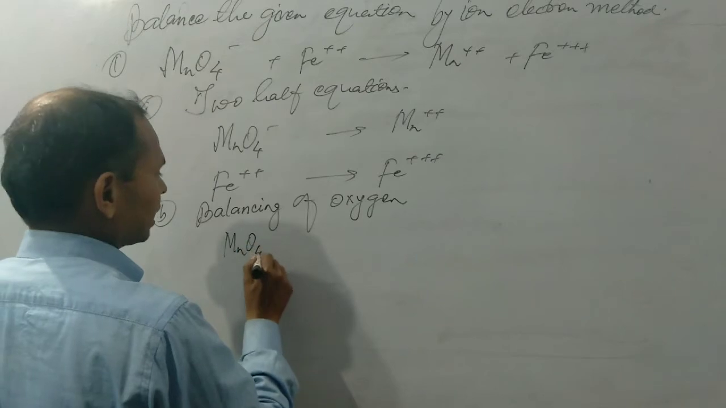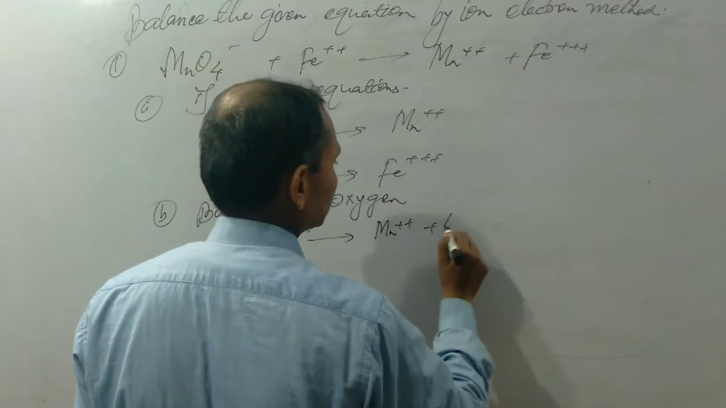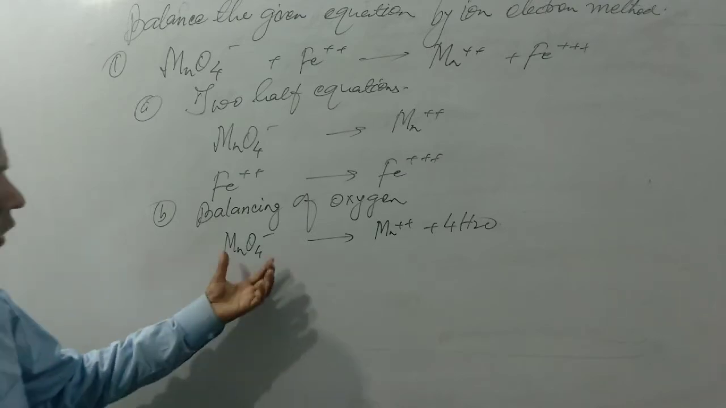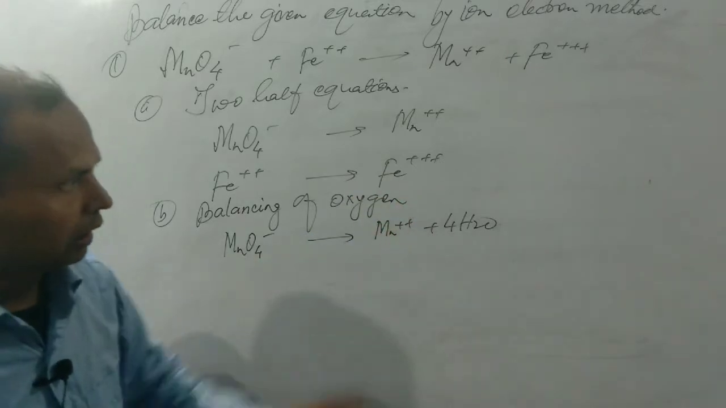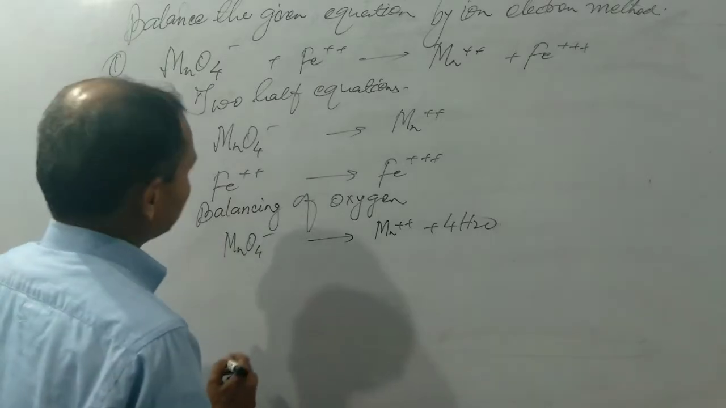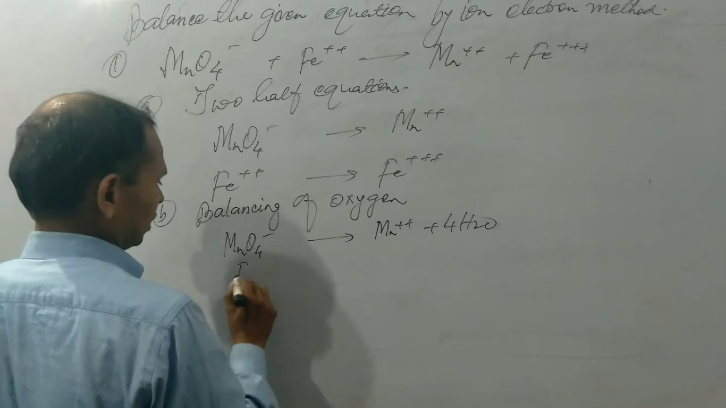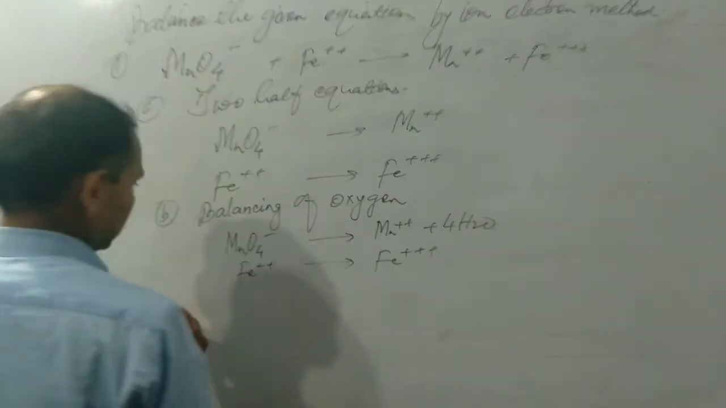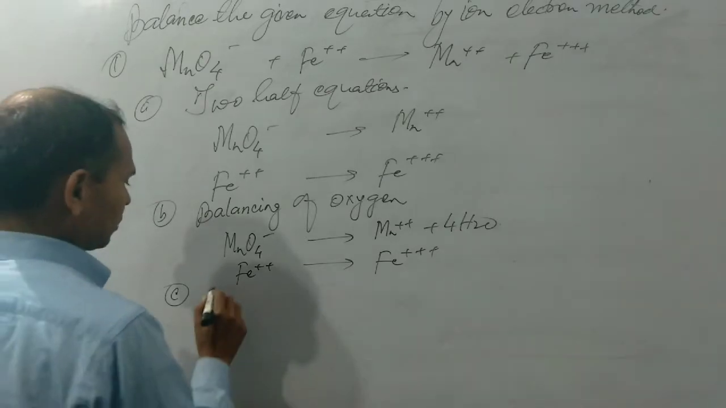So we can write MnO4 minus gives Mn plus 2 plus 4H2O. Four atoms of oxygen are present in the reactant, so we have to add four molecules of water. By adding four molecules of water, oxygen will be four. In the second half equation, oxygen is absent, so we write the same equation: Fe plus 2 gives Fe plus 3. Another step will be represented as C, which is balancing of hydrogen.